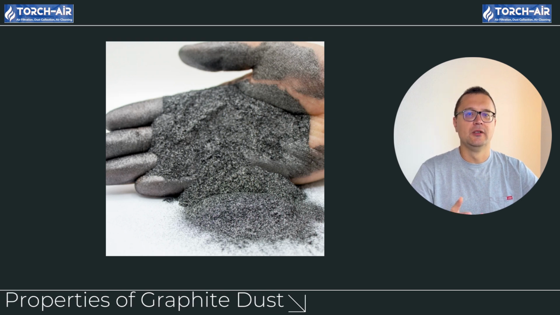Properties of graphite dust. Graphite has some unique properties that make it an interesting yet challenging material to manage. Understanding these characteristics is key to knowing how to filter and manage it effectively. 1. Lubrication. Graphite is a natural lubricant, which means it's slippery and difficult to trap. This property can make the dust harder to filter, as it tends to slip past traditional filter media if not properly designed.